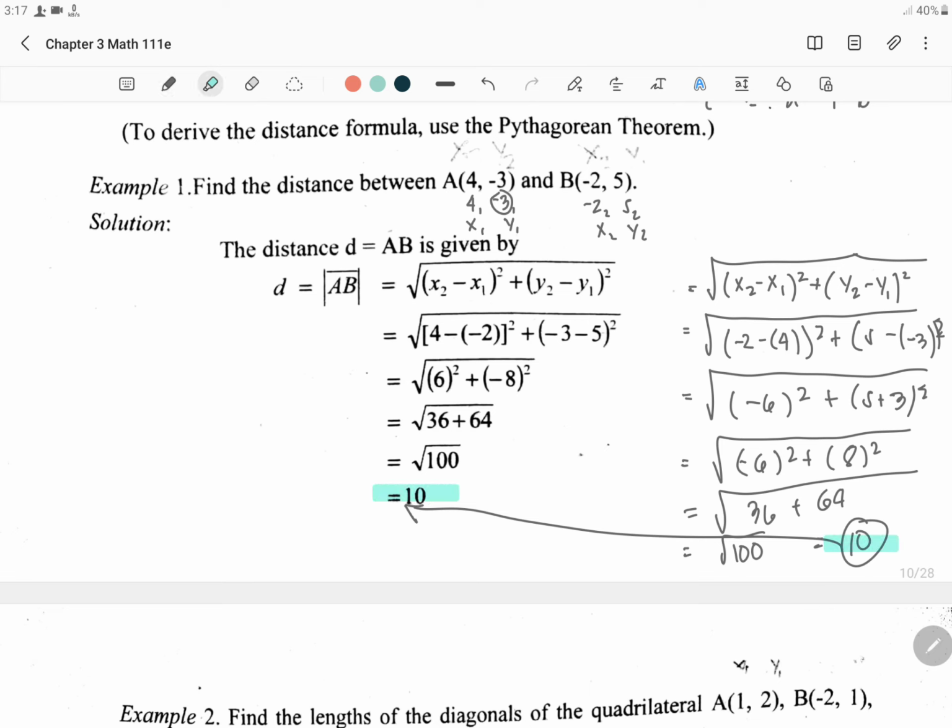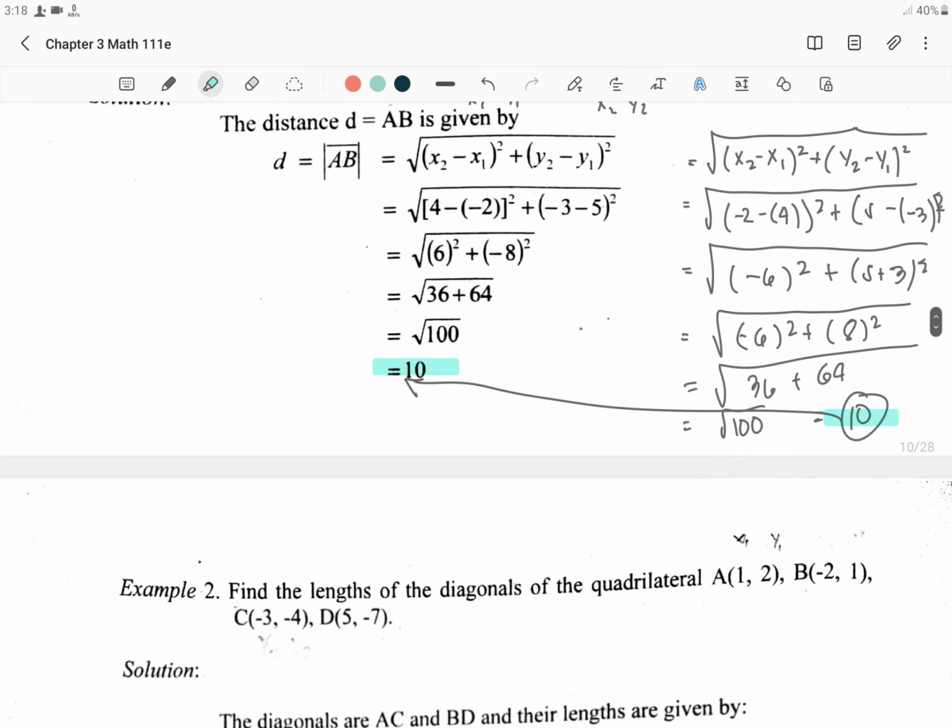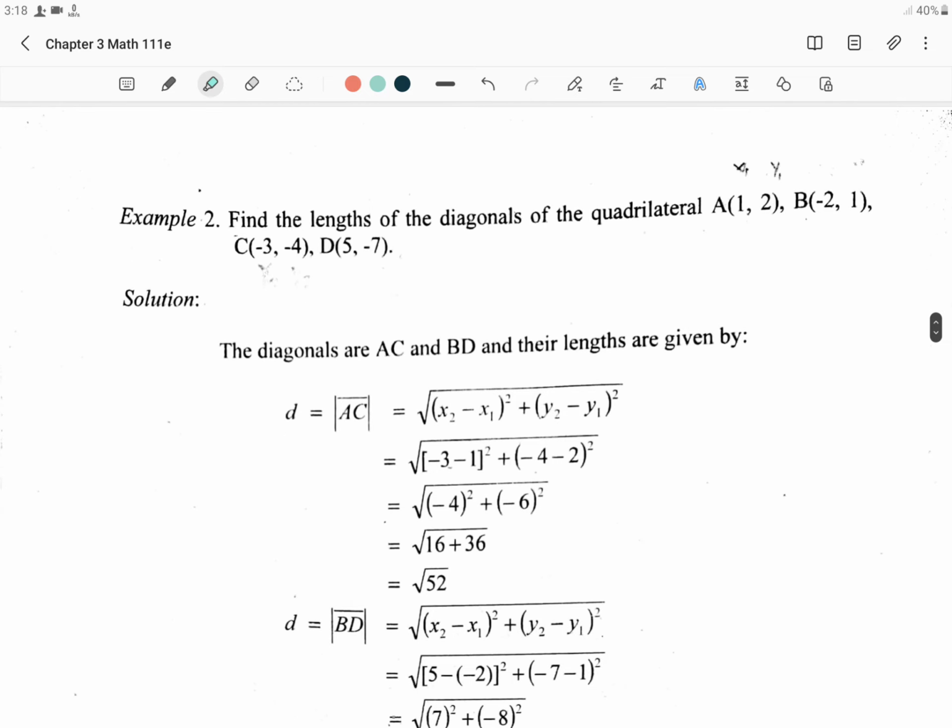So, it actually does not matter so much if mabaliktad yung representation mo ng kung sino yung x sub 2 at x sub 1. Okay? So, that's the point kung bakit ko pinakita itong ganitong solution. Okay? So for number 2, same thing din yung gagawin ninyo.